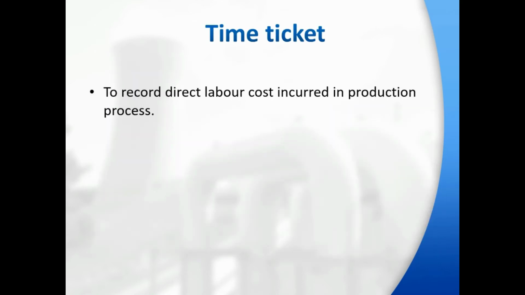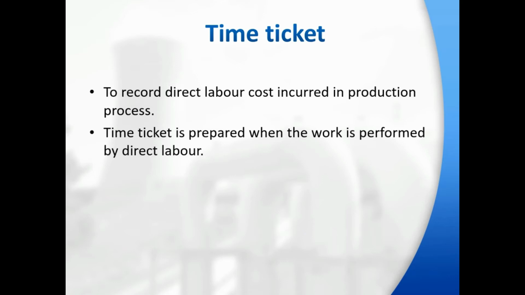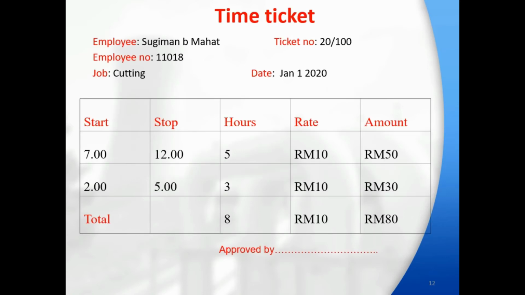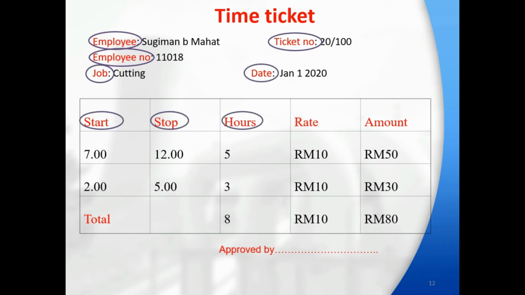Time ticket. Prepared to record direct labor costs incurred in the production process. A time ticket is prepared when the work is performed by direct labor. The work in process inventory account is debited for direct labor. This is an example of a time ticket. It consists of information of employee, employee number, ticket number, job, date, time start, time stop, total hours, rate, amount, total, and approved by.